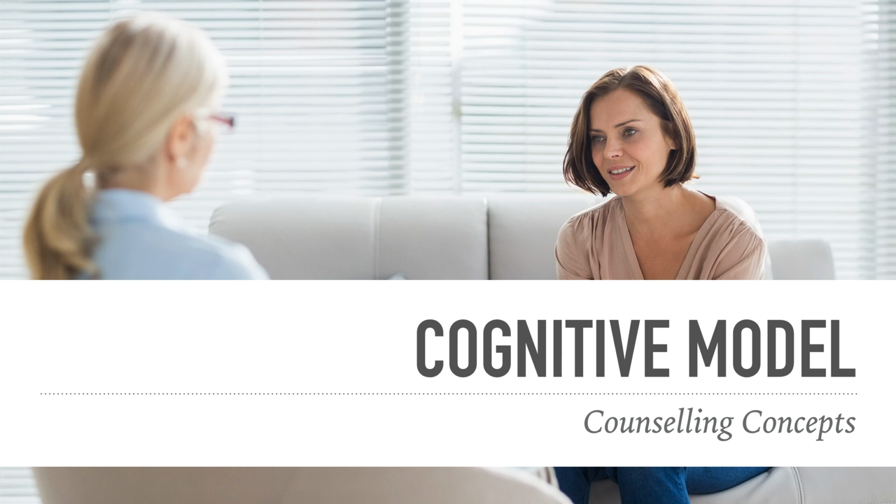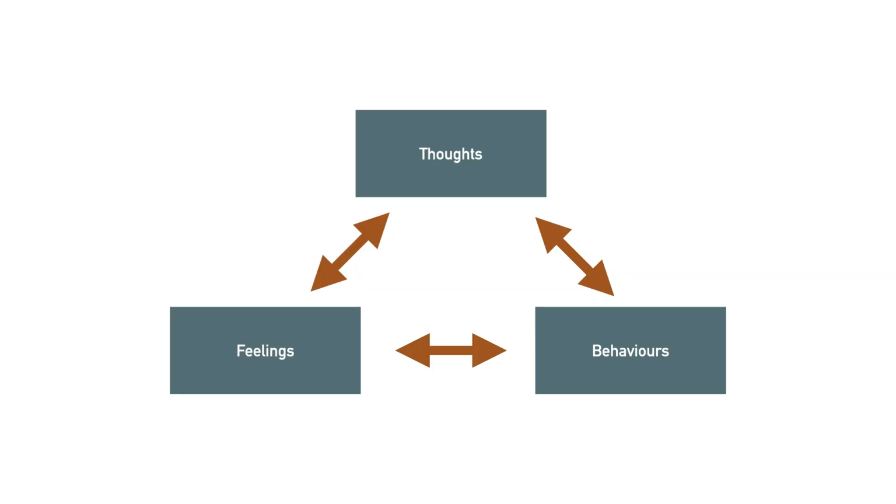Let's take a brief look at the core cognitive model. There are many models we could look at, including Ellis's ABC model and the stress response model from Lazarus and Folkman. But really the key thing that we need to understand when looking at the cognitive behavioural approach is this idea that thoughts, feelings and behaviours are all connected.